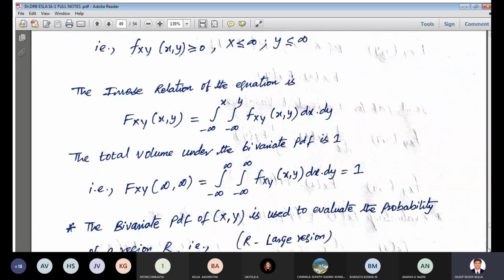And if you want to find the total area, we are confined to only x and y. So replace the value of x. You can see here f of x comma y is there.